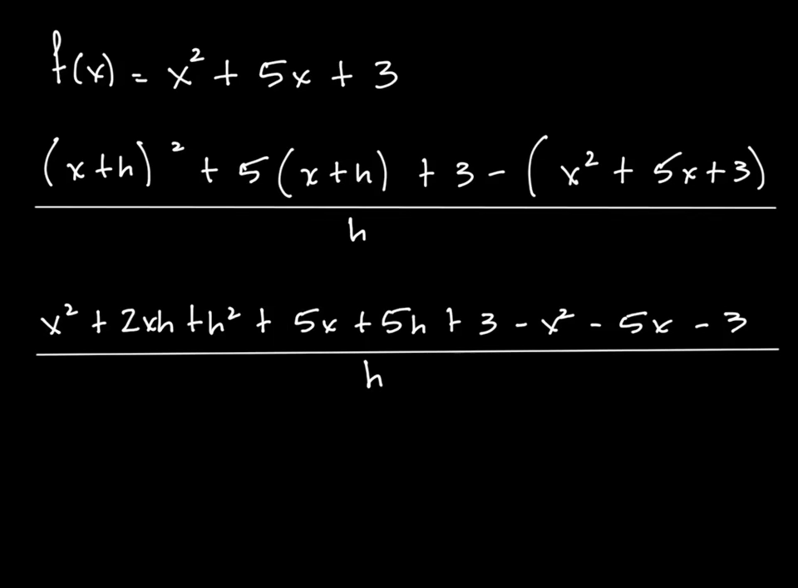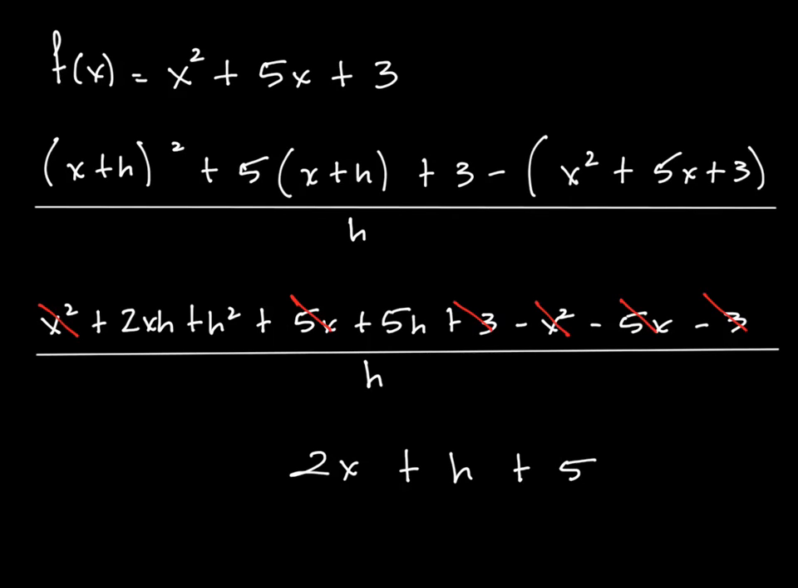Again, this is the stage where we can cancel many terms. So we have x squared and a minus x squared. We have a 5x and a minus 5x, and a 3 and a negative 3. That leaves in the top 2xh plus h squared plus 5h. We're going to divide each of those terms by h, and we end up with 2x plus h plus 5.